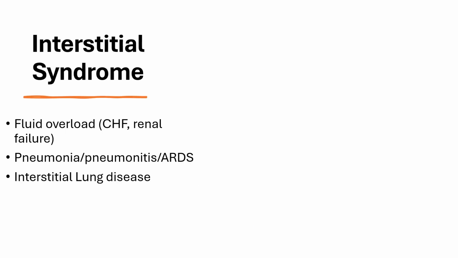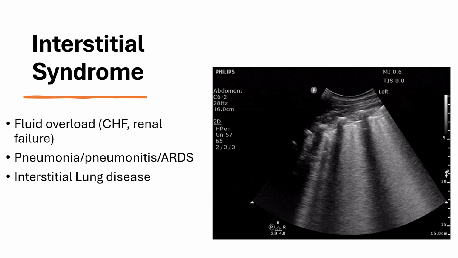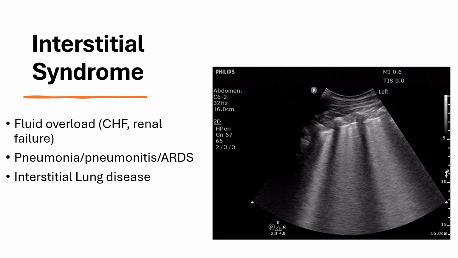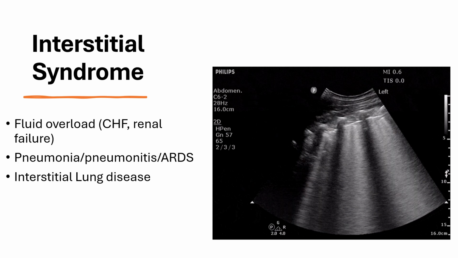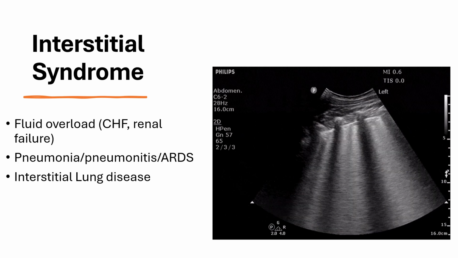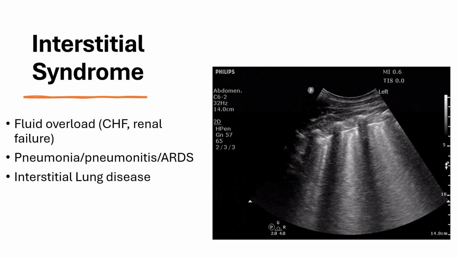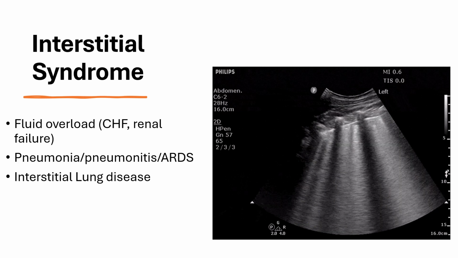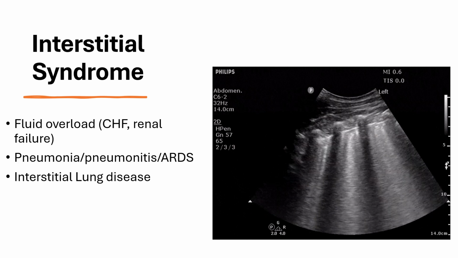So let's talk a little bit more about interstitial syndrome, which can be due to fluid overload states such as CHF, renal failure, inflammatory conditions such as pneumonia, pneumonitis in ARDS, and interstitial lung disease. Again, most of these conditions, except maybe pneumonias, are typically associated with a bilateral interstitial pattern on lung sonography.